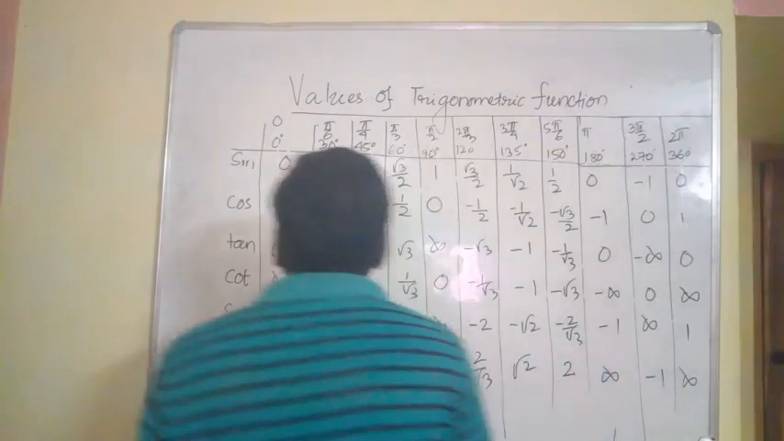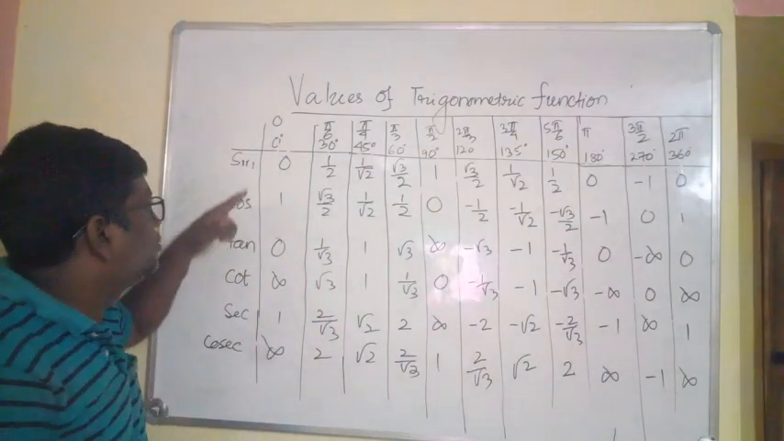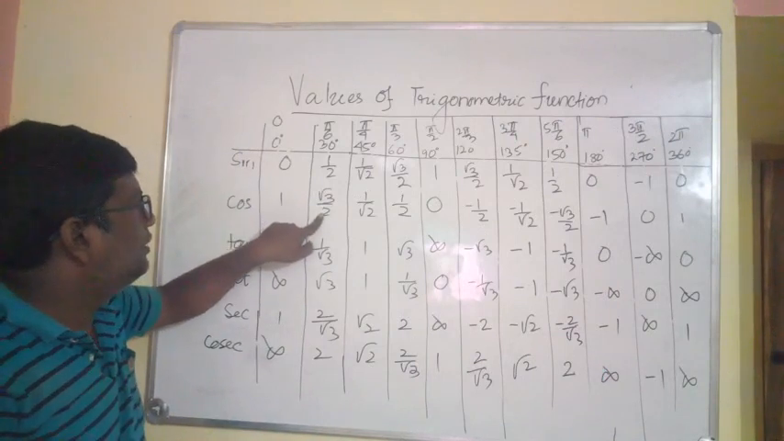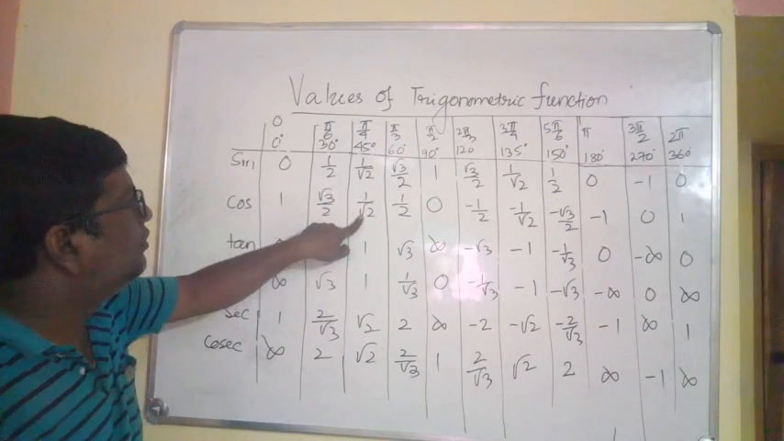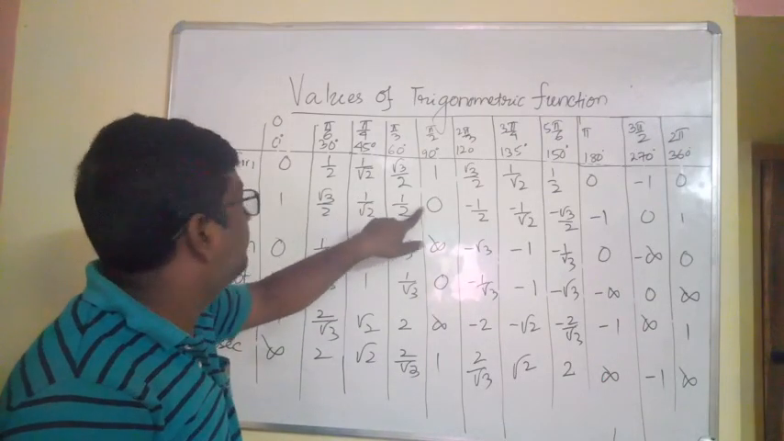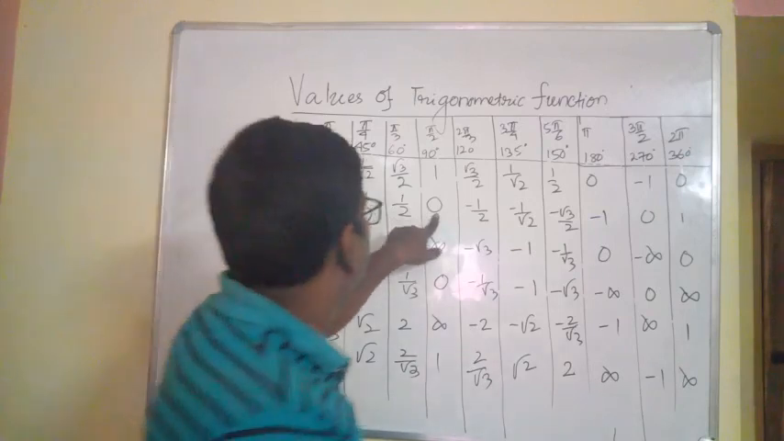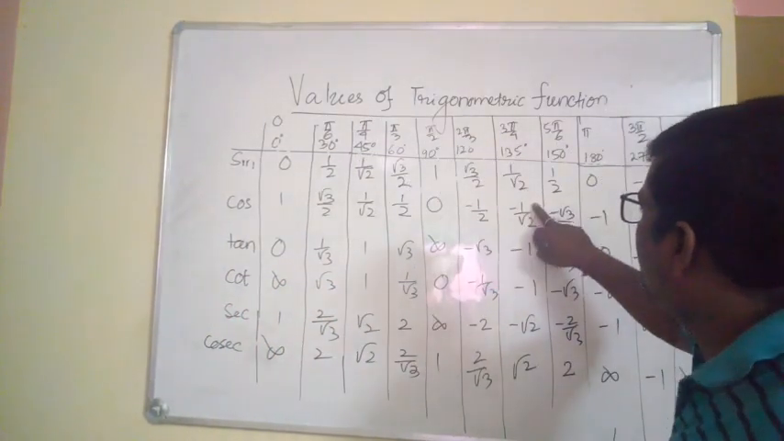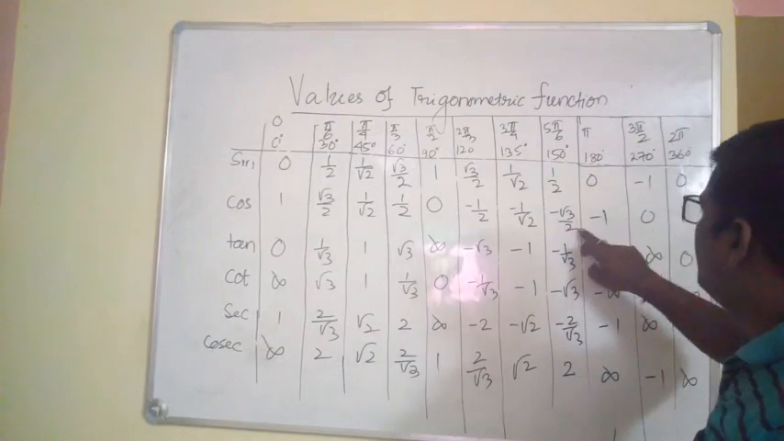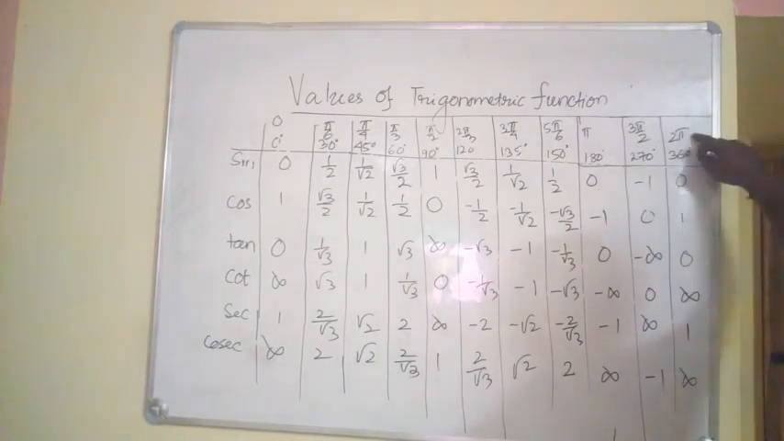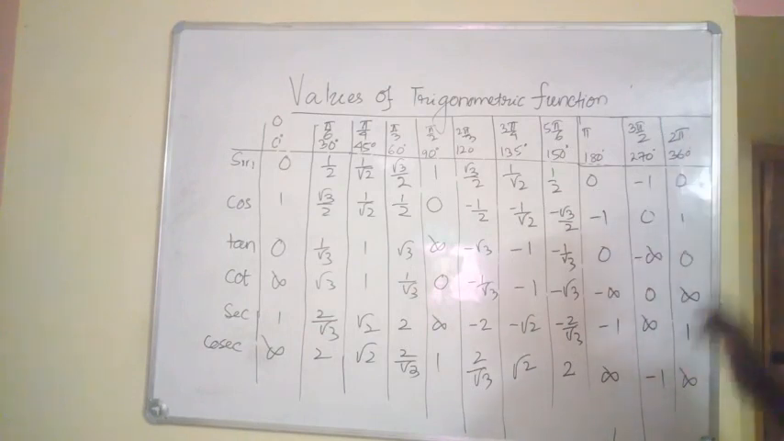Again for cos: 0 is 1, 30 degree root 3 by 2, 45 degree 1 by root 2, 60 degree half, 90 degree 0, then minus half, minus 1 by root 2, minus root 3 by 2, minus 1, 0, then 2 pi means what?